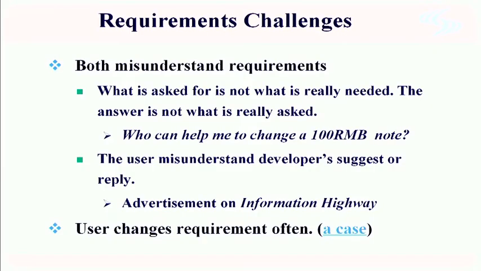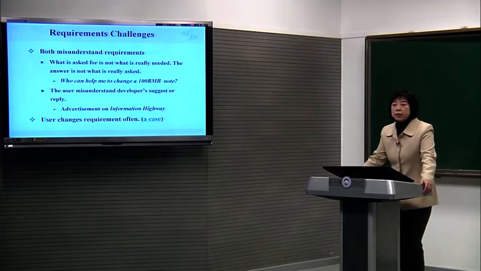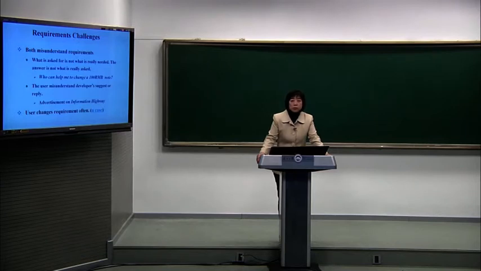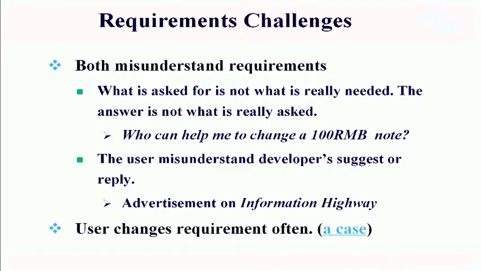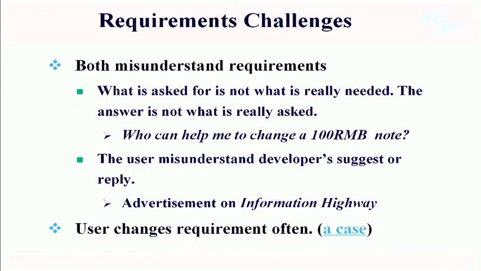Okay. For example, if the developer is discussing something about advertisement on information highway, are you sure that the users will understand it exactly? Maybe not. Maybe they don't understand exactly what is information highway. And what's worse, user changes requirements often. You should never hope that the requirements will just be changeless. No, it will never happen. That means the user will change their requirements.